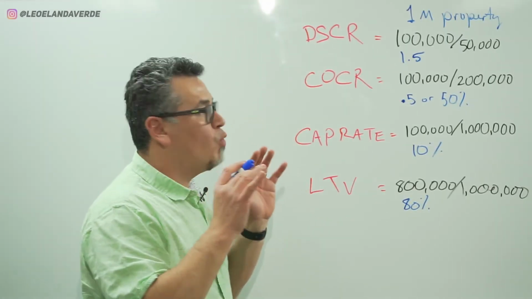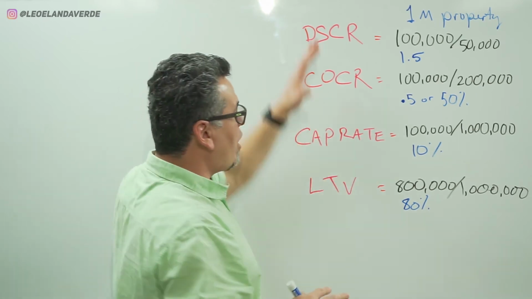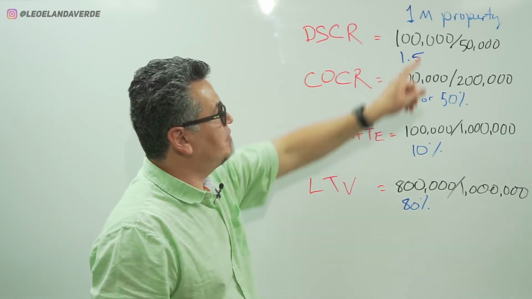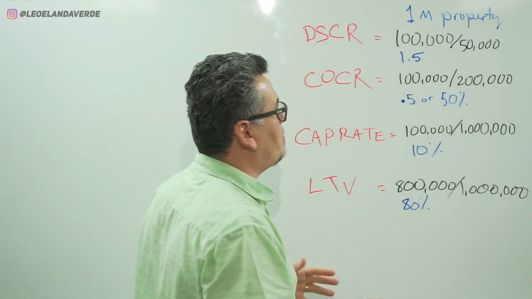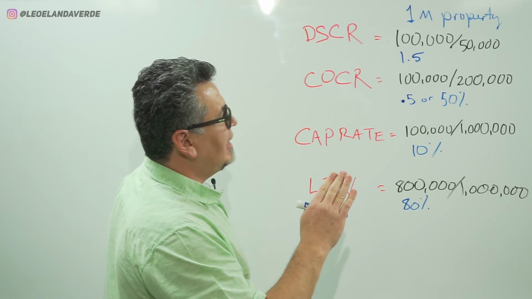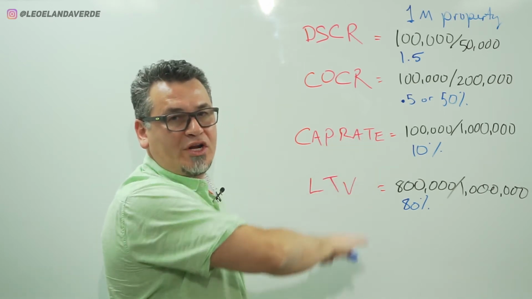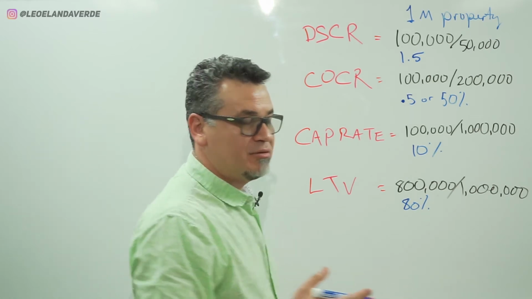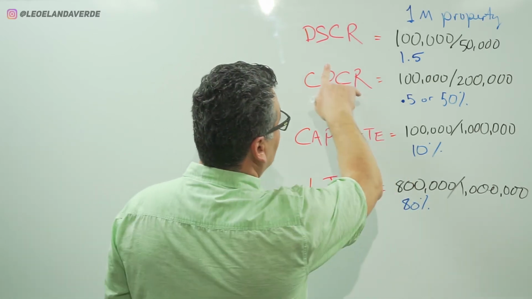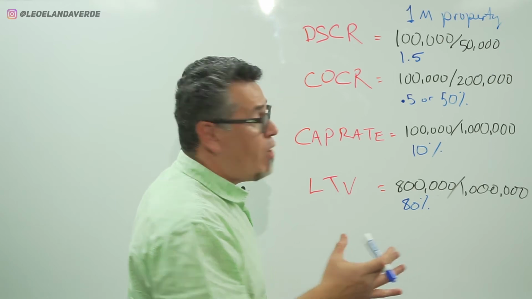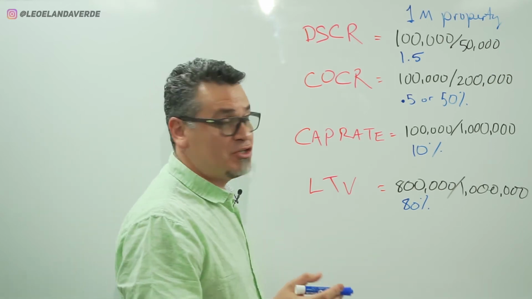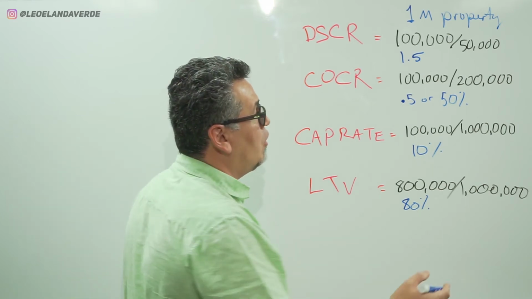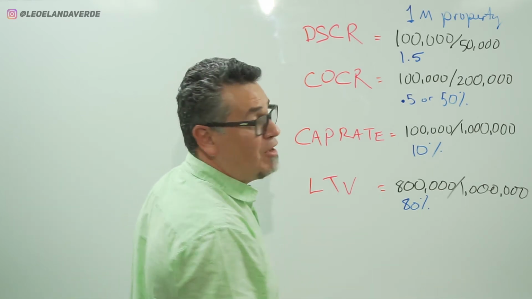Everybody, I want to show you an actual example and walk you through the 4 criteria to make sense of it with one specific example. Let's say we're looking at a $1 million property, and these are the numbers we're working with. I want you to look at it through the eyes of a lender and tell me if this is a good deal. We have a 1.5 debt service coverage ratio, which is $100,000 net operating income over $50,000 debt service.